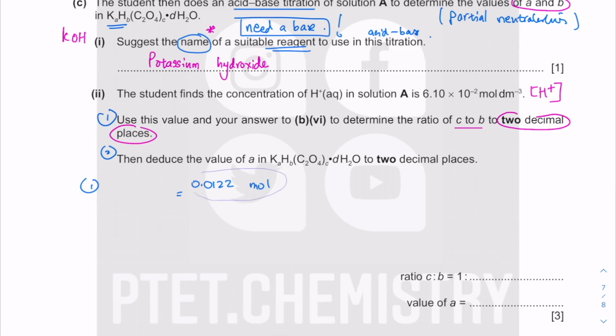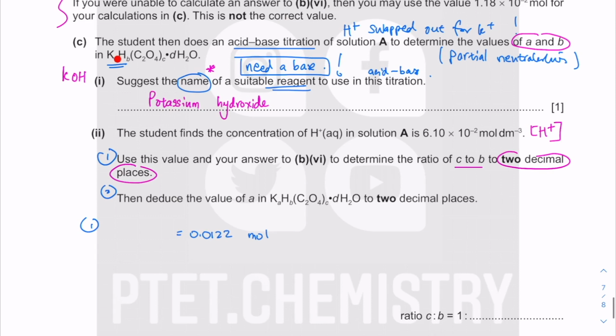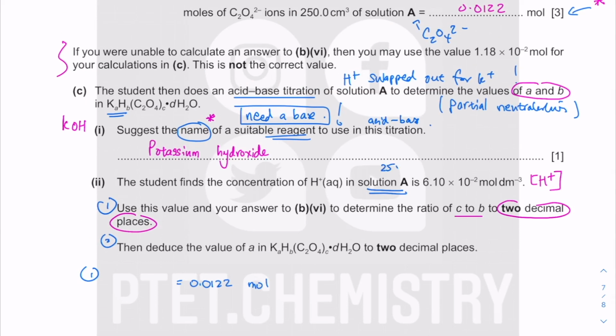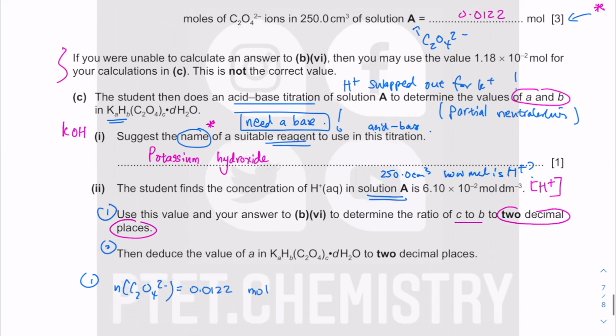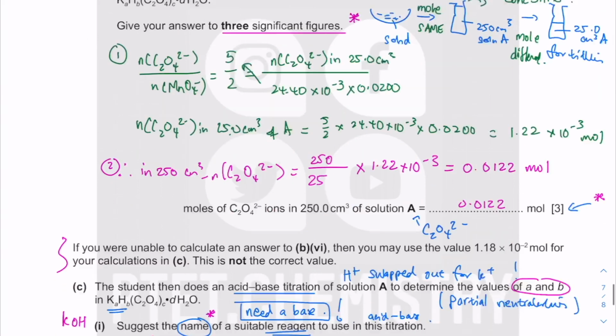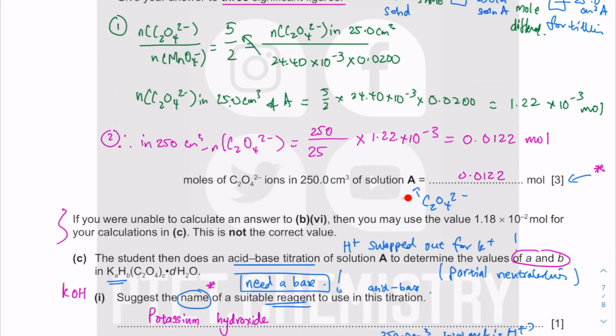We are comparing mole ratio. So each of these is to do with mole ratio. How many mole of K is to how many mole of H, how many mole of C2O4 2-, which is C. So in solution A in the 250.0 cm³, how much is H+? Okay, so that is the mole of C2O4 2-, and that is from B part 4. That is the mole of C2O4 2- in solution A.